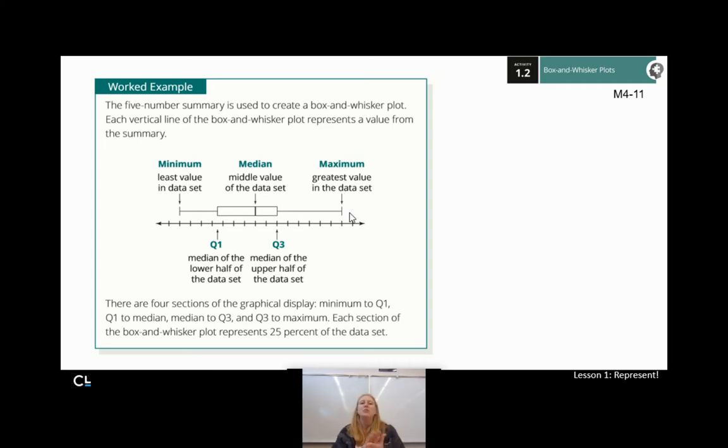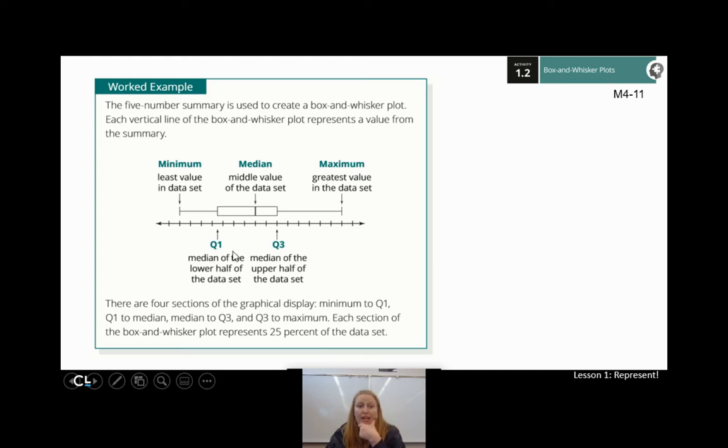We said the median was the value in the very middle of our set. So if you listed all of the numbers in your set, the median would be the middle. And so here it is right in the middle. Now let's talk about these quartiles for a moment.